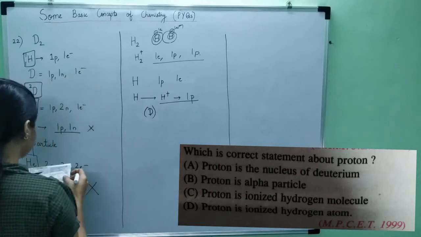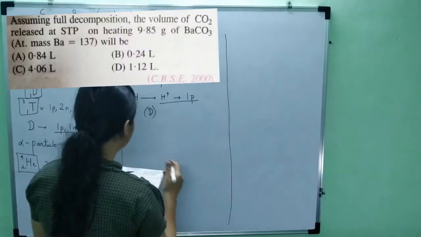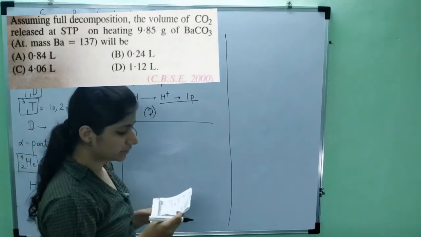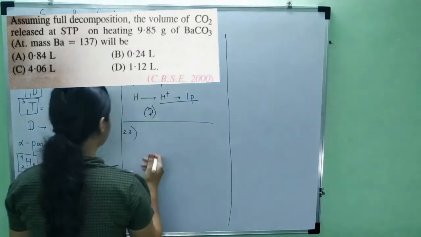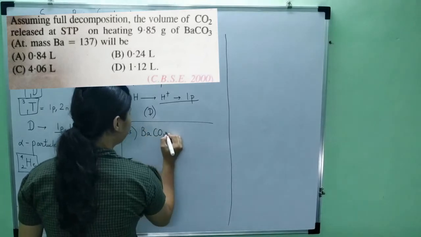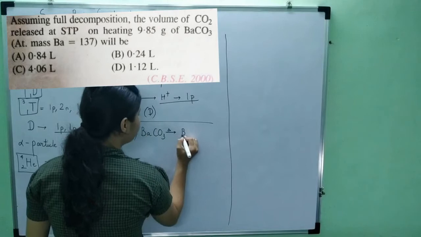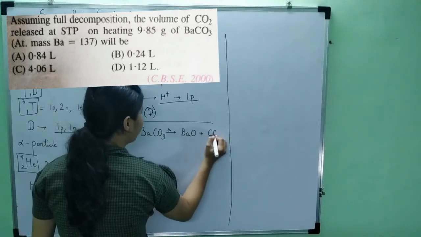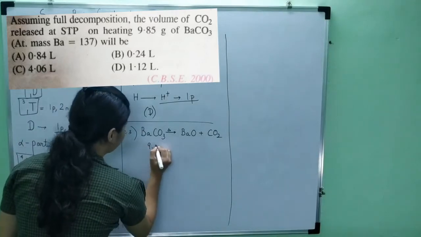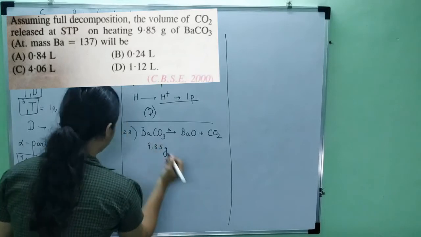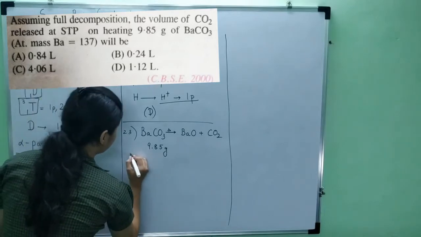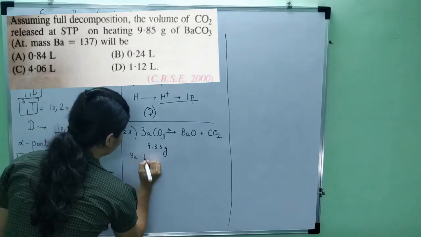The right answer. Next, assuming full decomposition, what is the volume of carbon dioxide at STP on heating 9.85 grams of barium carbonate? So what is the reaction equation first? Barium carbonate, when we heat this, similarly to calcium carbonate, gives us barium oxide plus carbon dioxide. Now how much barium carbonate are we heating? It is 9.85 grams. The atomic mass of barium is given, which is 137.